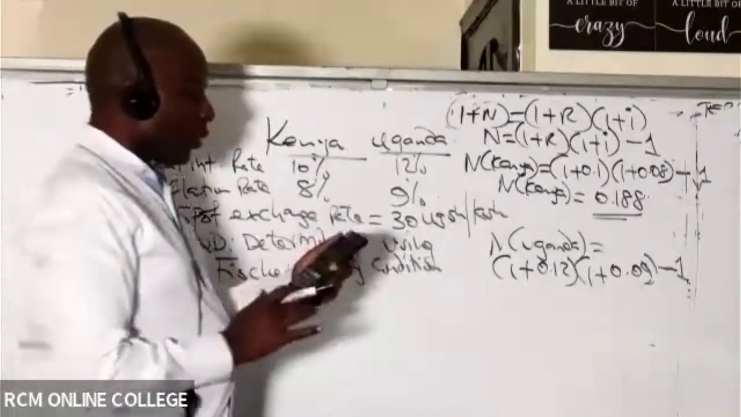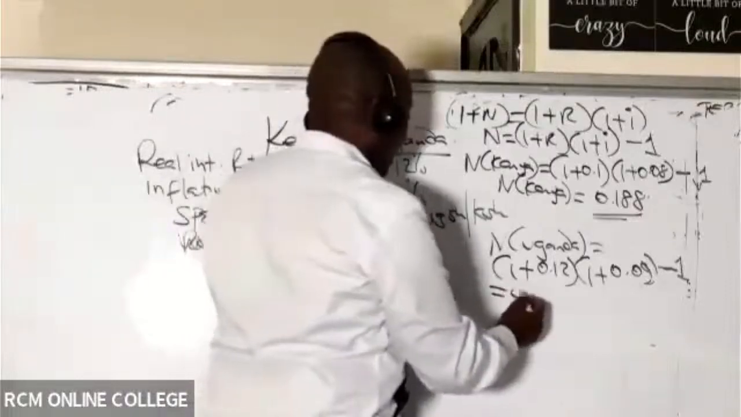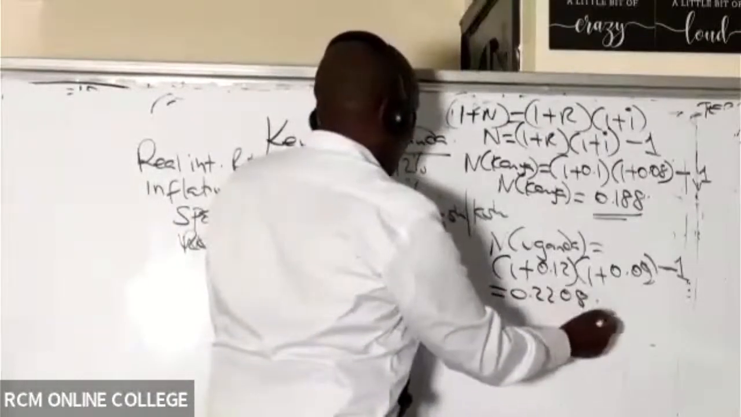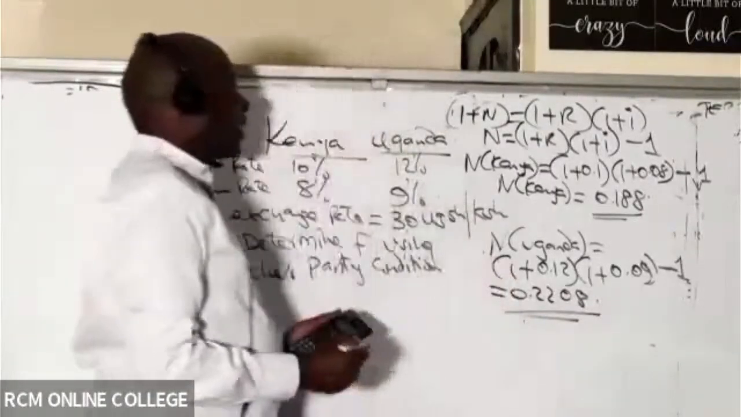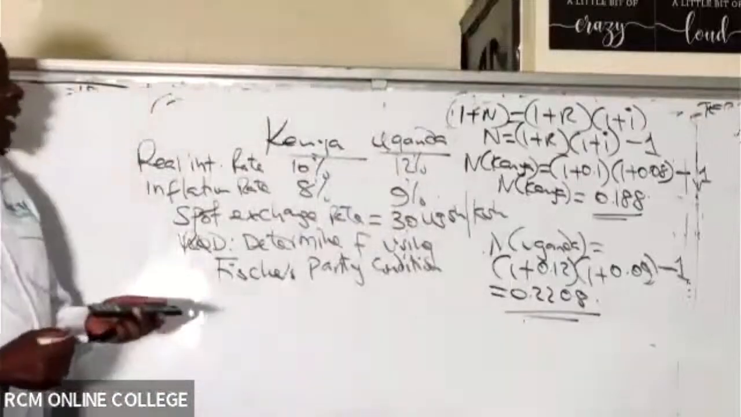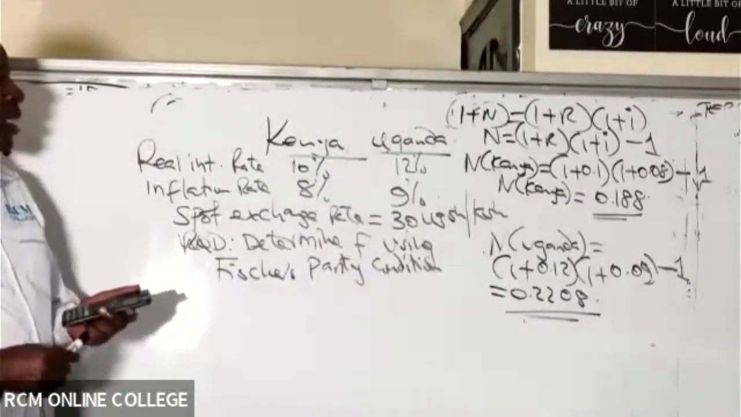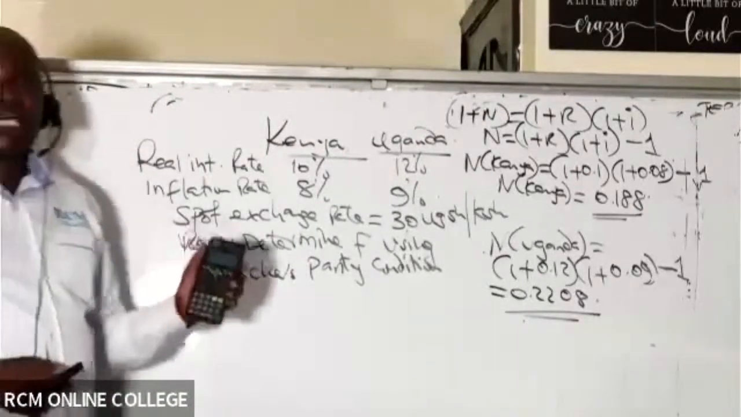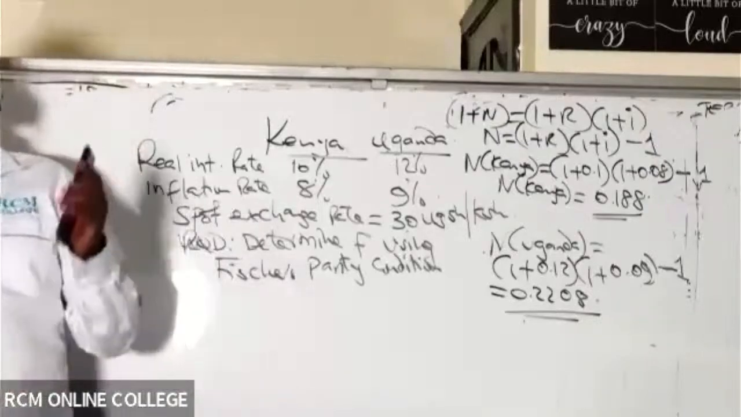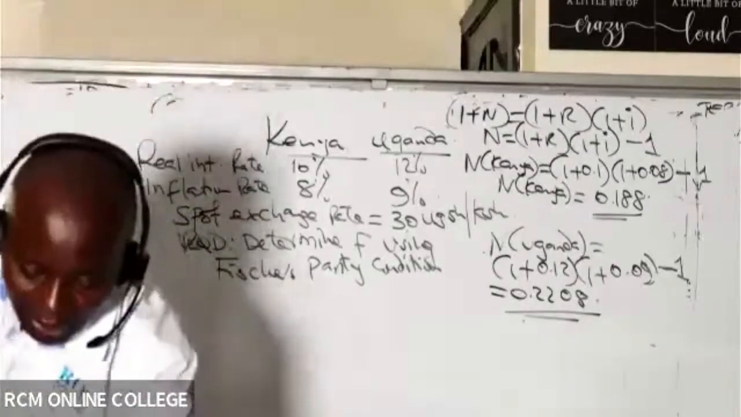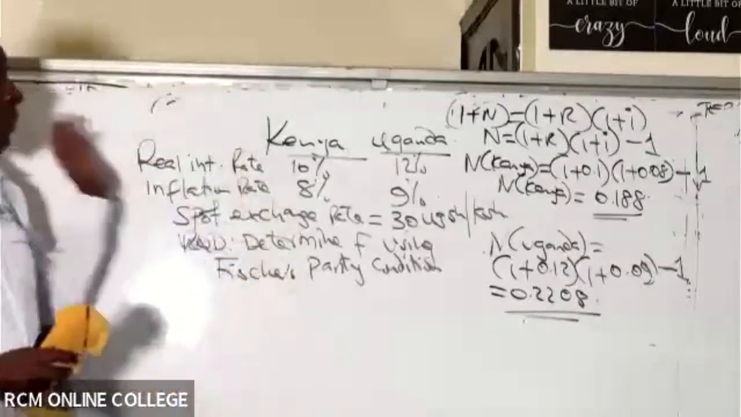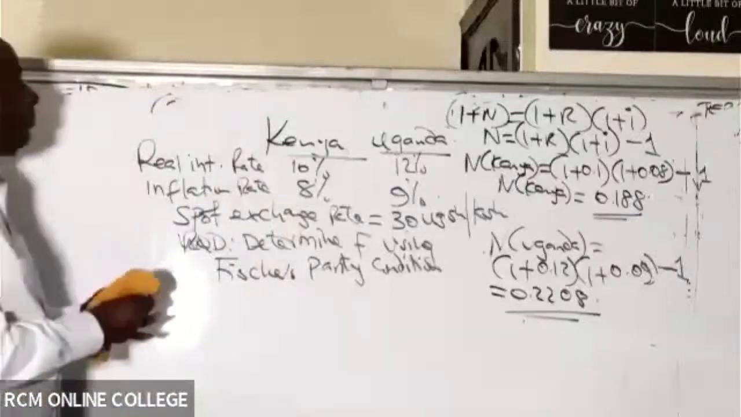So I'm getting quite a huge figure, 0.2208. So these are the interest rates that I'll be able to use in this case to get my Fisher's forward rate. I can see good students already. I've got it. Everything else is the same as the other model.